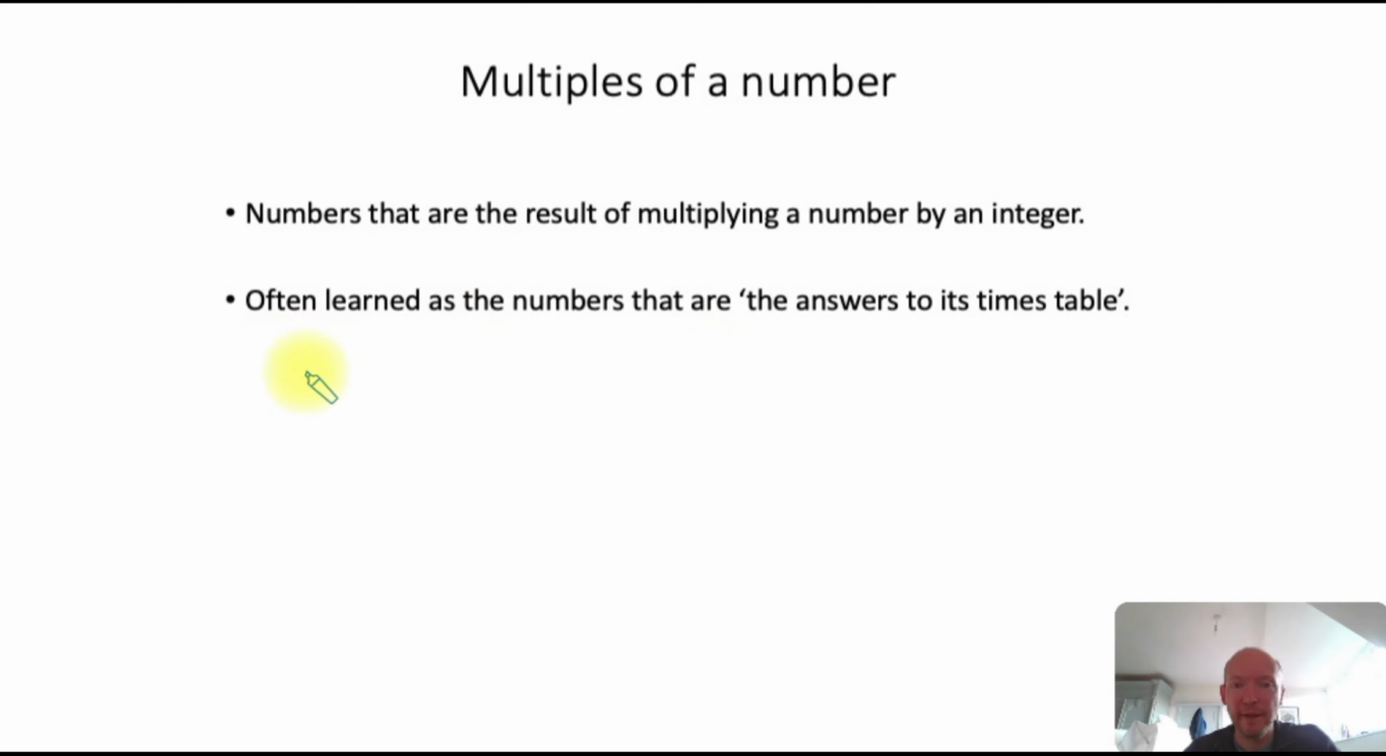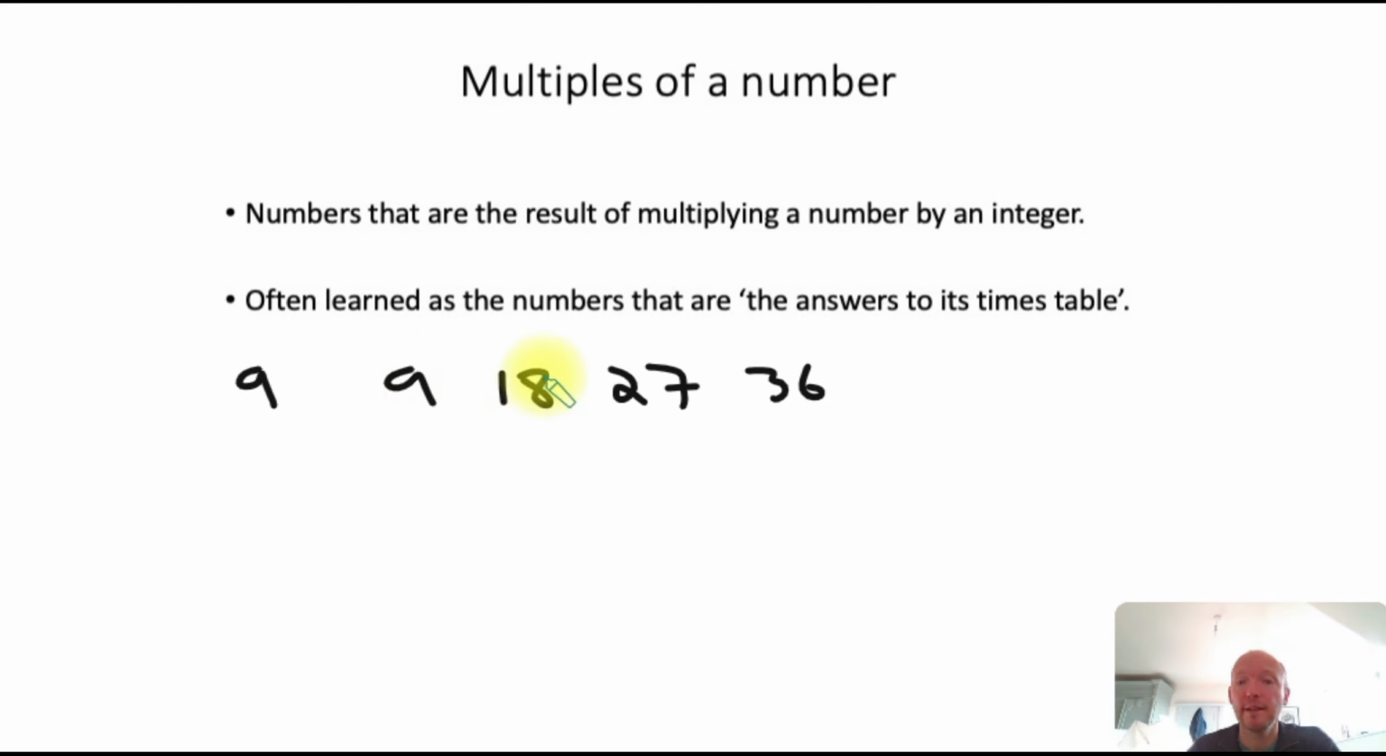So let's take an example. If I wanted to know the multiples of, let's say, 9. Well, what would they be? They would be 9, 18, 27, 36. These are the answers to the 9 times table. 1 times 9 is 9. 2 times 9 is 18. 3 times 9 is 27. 4 times 9 is 36. So all these and many more are multiples of 9.